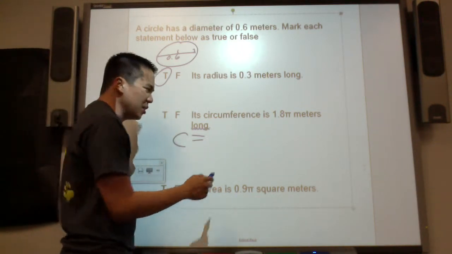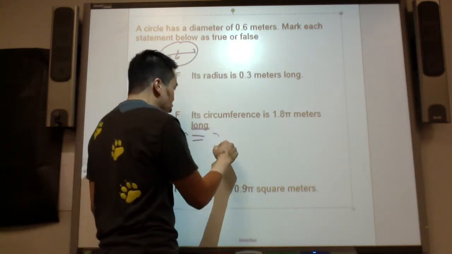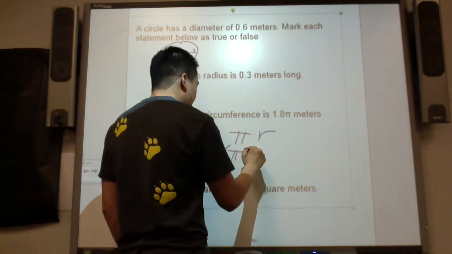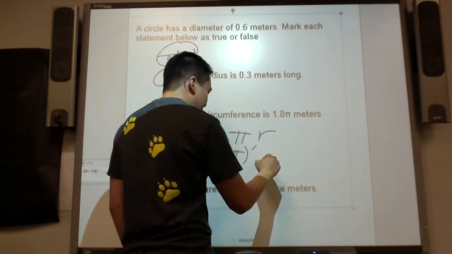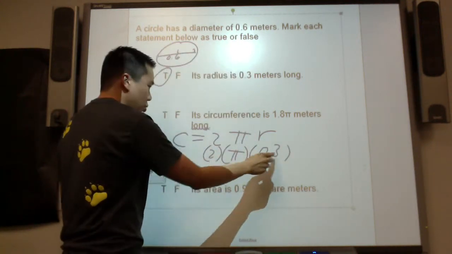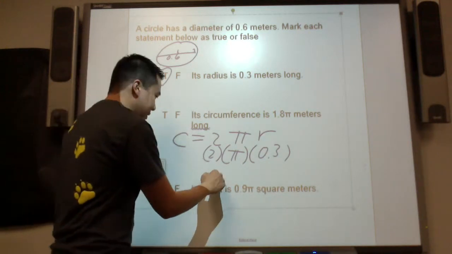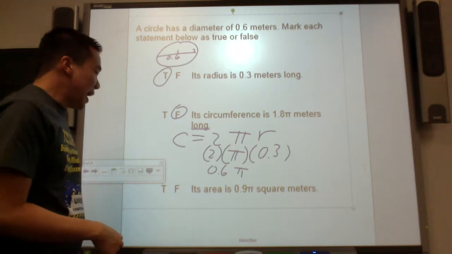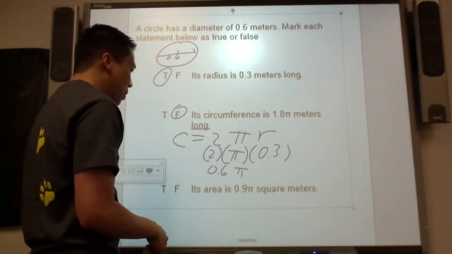How do you find circumference again? That's the distance around it. Oh, it's 2 pi r. So 2 is 2, pi is pi. The radius is 3/10. 2 groups of 3/10 is 6/10 pi. False. Its area is 9/10 pi square meter.